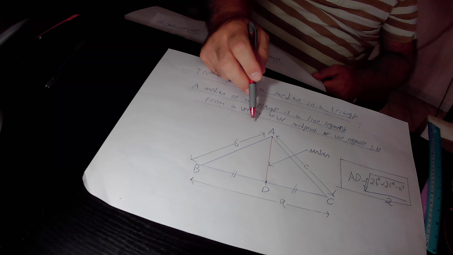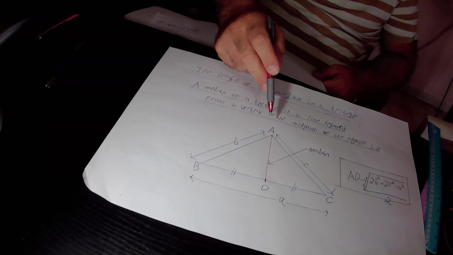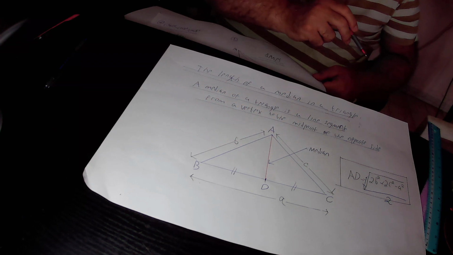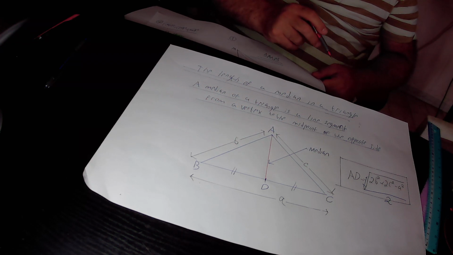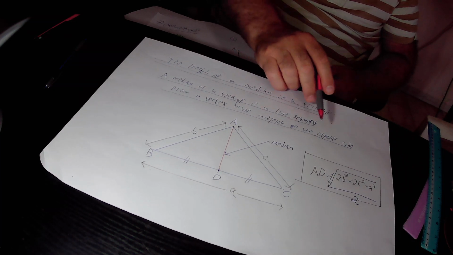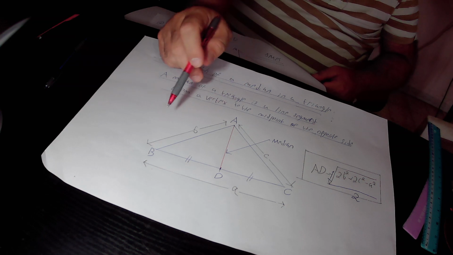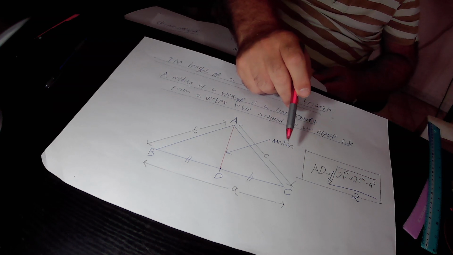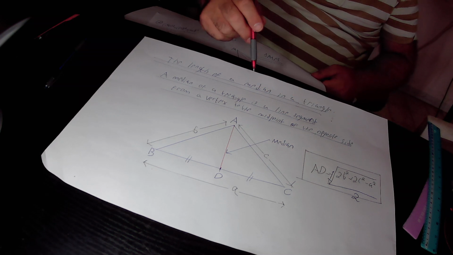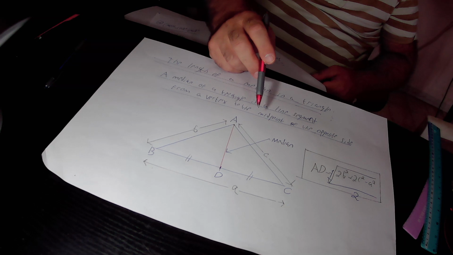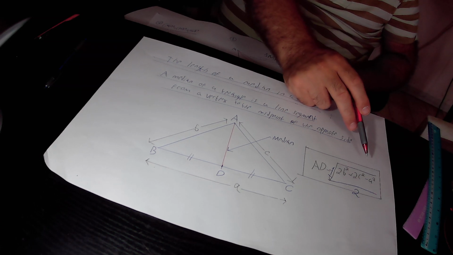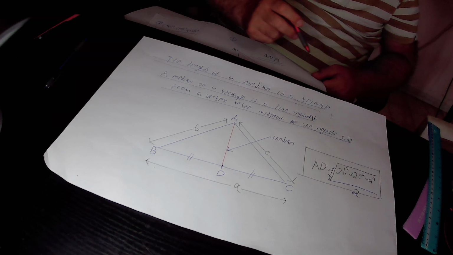Again, AB equals b units in length, AC equals c units in length, and BC equals a units in length. And the length of the median AD is equal to the square root of 2b squared plus 2c squared minus a squared, over 2. Again, the length of this median AD is equal to the square root of 2b squared plus 2c squared minus a squared, over 2.